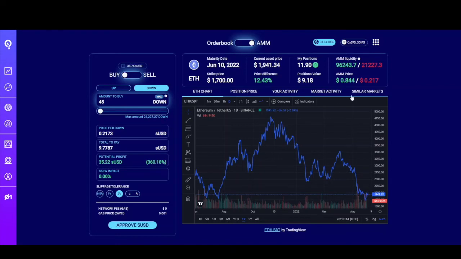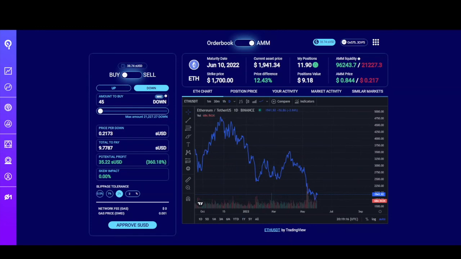But because the odds that the price of Ethereum at 1941 is going to drop below this strike price over $200, $241 in just over 9 days, that's why you can spend so much less and get so much more potential profit. Because the AMM has decided that the price of that position should be lower because it's less likely.